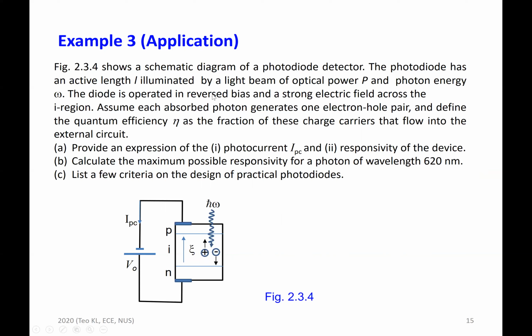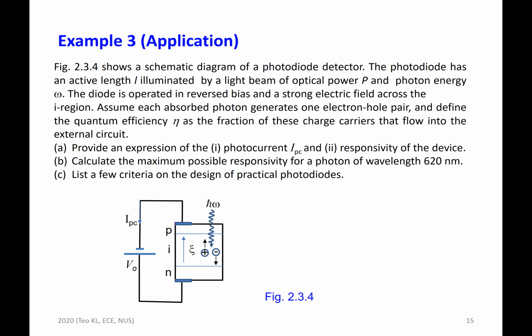The diode is operated in reverse bias, with a strong electric field across the intrinsic region. Reverse bias is used because you want to ensure there's only a very small current in the circuit when no light is present. So when you shine light, the photon absorbed in the intrinsic region will generate an electron and hole.